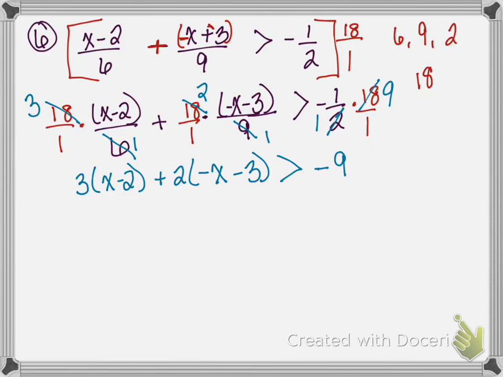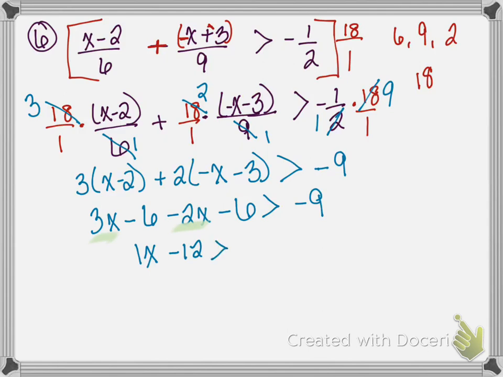I'm going to do some distribution. So I have 3x minus 6 plus, and actually that's going to be negative at this point. So I've got positive 2 times negative x. So it's going to be negative 2x minus 6 is greater than negative 9. My 3x and my minus 2x are on the same side of my equation, so I go ahead and combine those. Negative 6 and negative 6 is going to give me negative 12, and that's greater than negative 9. My last step is to add 12 to both sides, and I'm left with x is greater than 3.